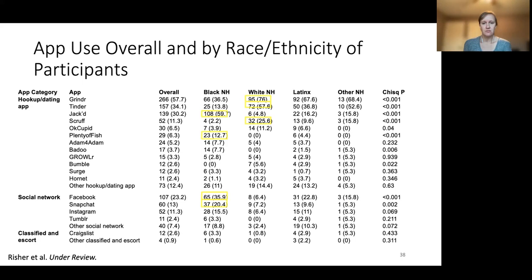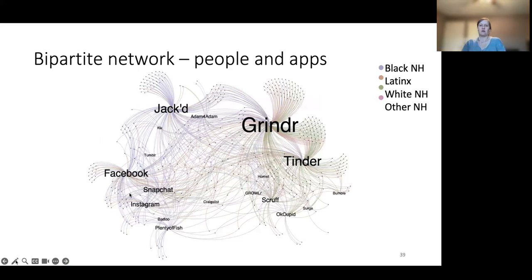And so, one second. So here is our bipartite network. The size of the app name is based on how many folks report that app. And then the individuals are colored by their race ethnicity. So we have Black folks in purple and white folks in green. And you can see, this is just the visual representation of what was on that last slide, that we have a lot of purple, so Black non-Hispanic folks, on the left side of our figure, where people are using Jack'd and Facebook quite a bit. And then on the right side, where we have our green folks, we have a lot of white non-Hispanic folks using Grindr and Tinder.